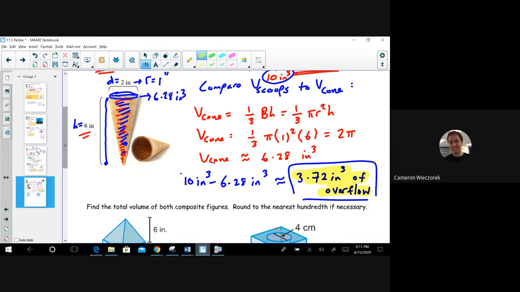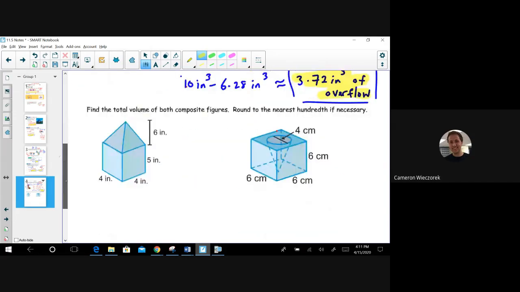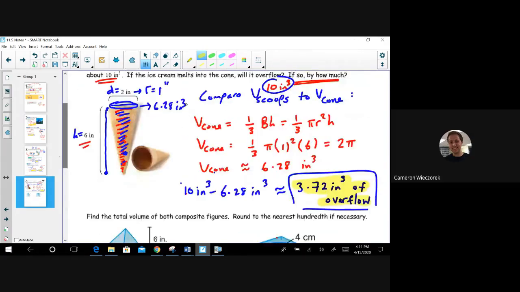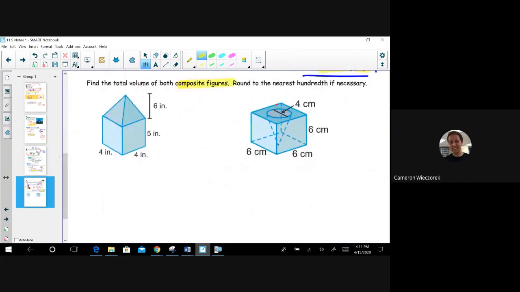Last up for today, it wouldn't be a complete lesson without some funky shapes. We've seen these composite figures before. So I got 2 of them today. What we want to do is find the total volume of each of these composite shapes, and we're going to round to the nearest hundredth, so 2 decimal places.